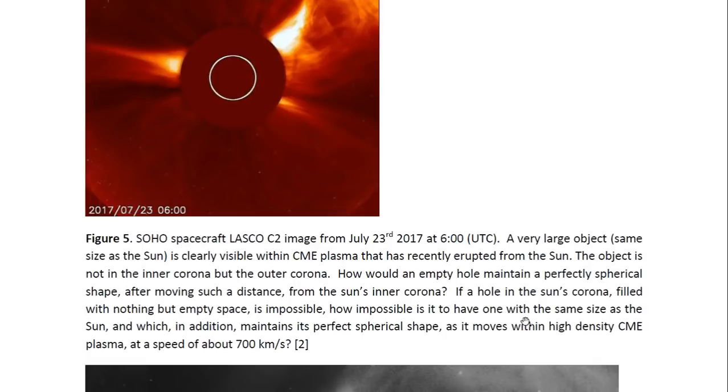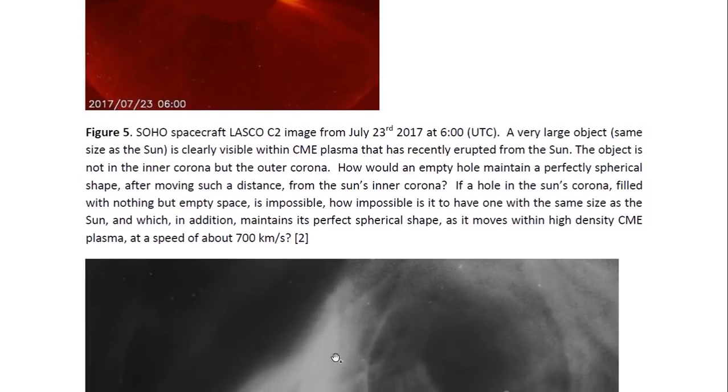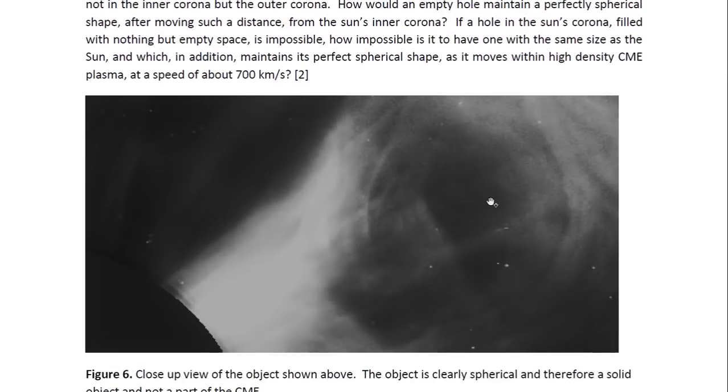If a hole in the sun's corona filled with nothing but empty space is impossible, how impossible is it to have one with the same size as the sun, and which in addition maintains its perfect spherical shape as it moves within high density CME plasma at a speed of about 700 kilometers per second? And here's a close-up of that object. You can see it's perfectly circular. You can even see some light seemingly being emitted from the edge here. So this is obviously a spherical object.